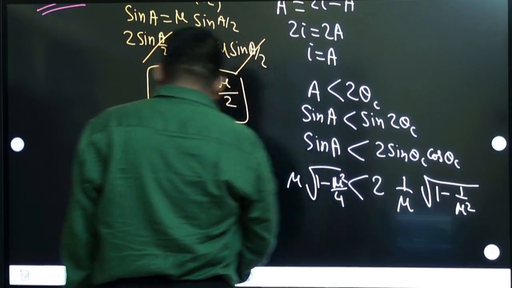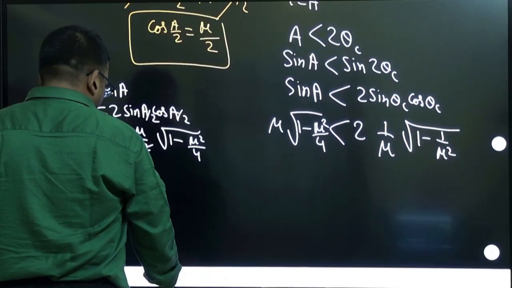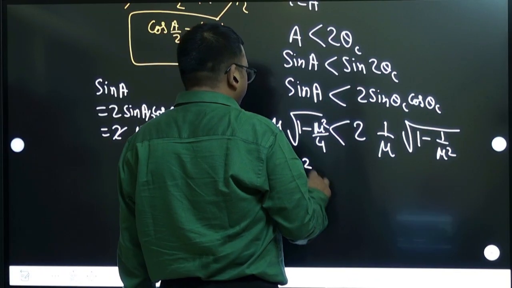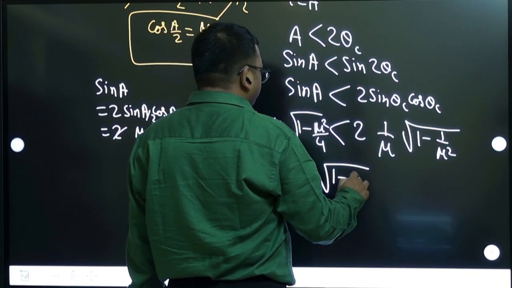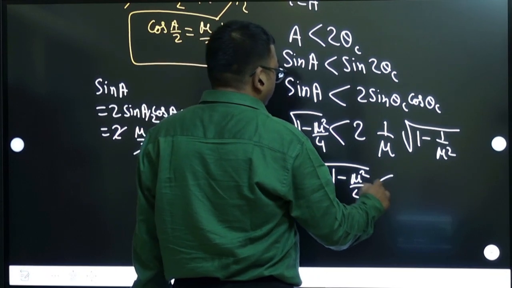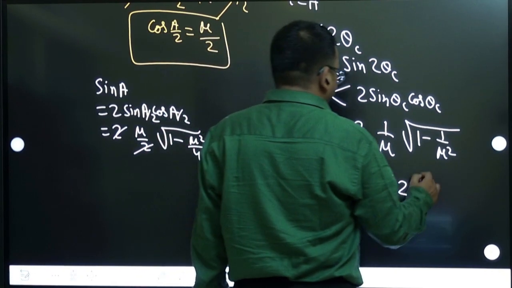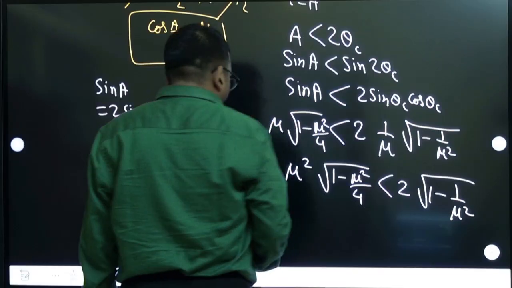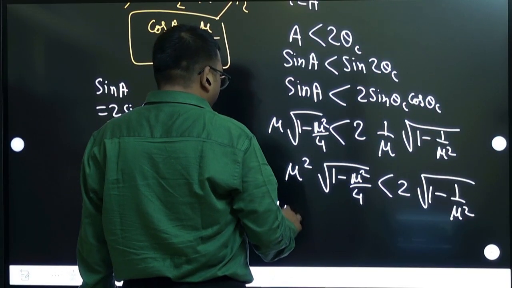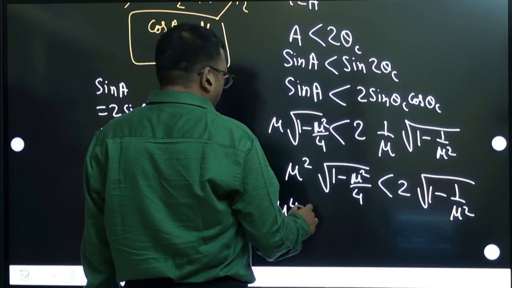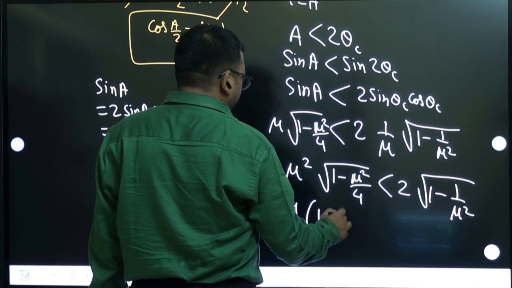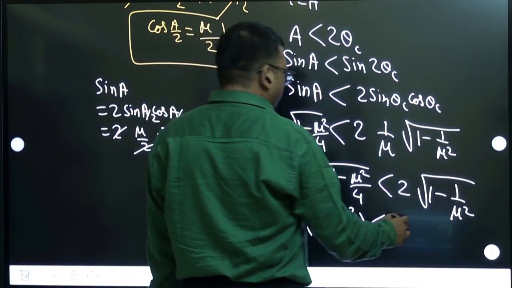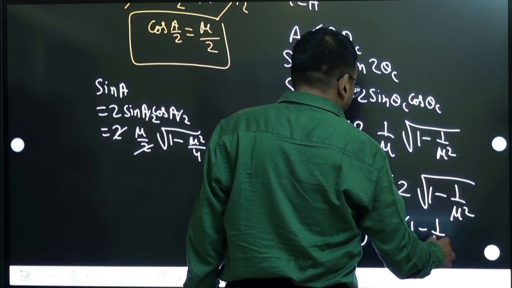So from here, an inequality comes. If I multiply, mu times root under 1 minus mu square by 4 will become less than 2 times root under 1 minus 1 by mu square. Now if I square it, it will become mu power 4 times 1 minus mu square by 4 less than 4 times 1 minus 1 by mu square.